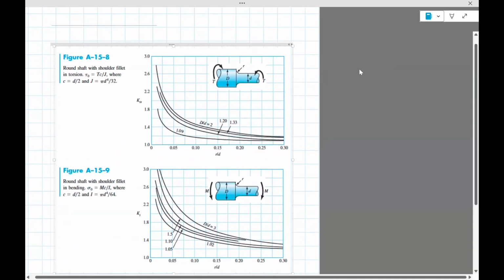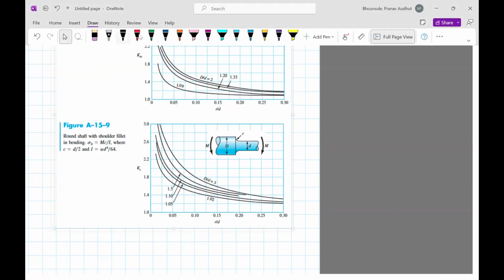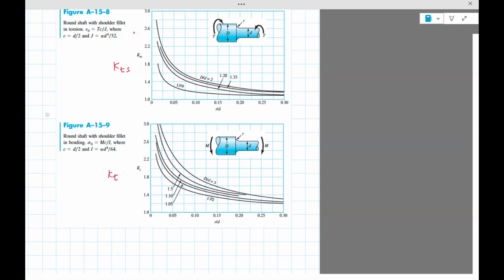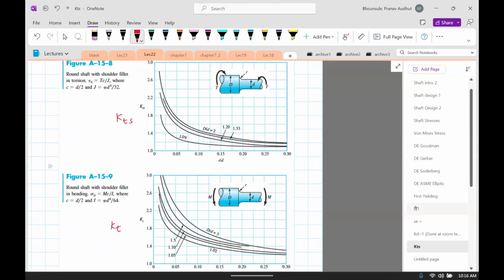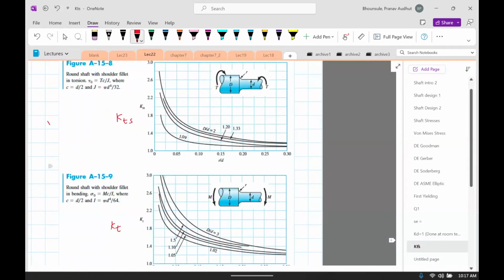I have two of those because there would be one factor for bending and one factor for torsion. This one is, I believe, for torsion, so it'll be called Kts here. And this one is Kt, just for bending. So what do we need? We need capital D, small d, and r. Capital D is 1.65, small d is 1.1, and small r is 0.11, all in inches.